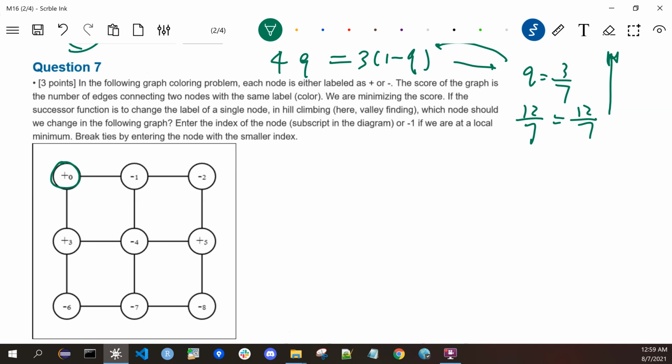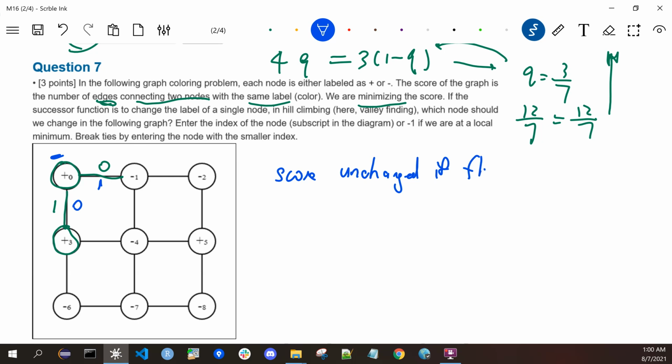So the question here is we want to minimize the number of edges connecting two nodes with the same color. So we basically want to maximize the number of edges that have different labels. Here, for example, if we have plus here, then both of them are plus, so the score of this edge is 1, and here the score is 0. And if we flip this plus to a minus, then the score between these two will be a 0, and these two will be a 1. So the score is unchanged.